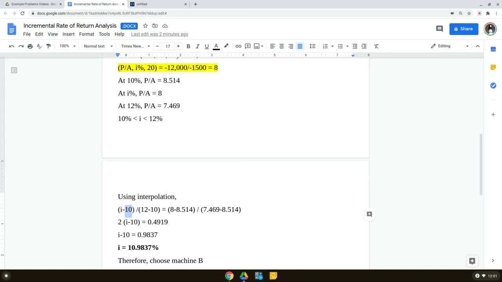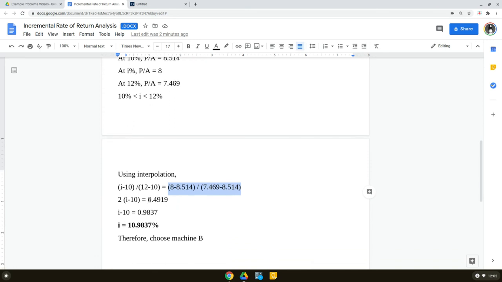For 10%, we have corresponding P given A 8.514. So we do that: 8 minus 8.514 divided by, for 12, the corresponding P given A is 7.469. So we write that down. For 10% again, it is 8.514. So we write that down. So we simplify this side. That's going to give us this answer here, 0.4919.